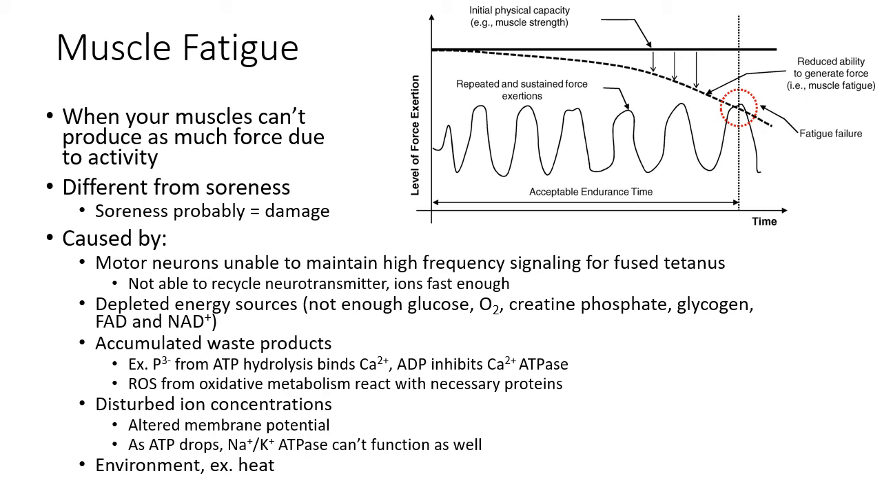Muscle fatigue occurs when your muscles are not able to produce as much force as they originally could because you have been using them too much. It's caused by different things, but one of the things that can cause it is that they run out of energy sources.